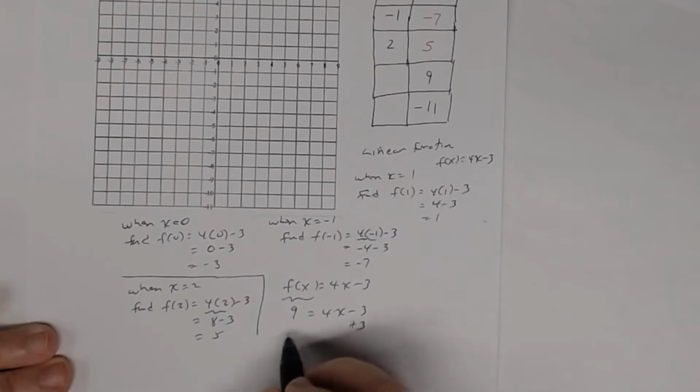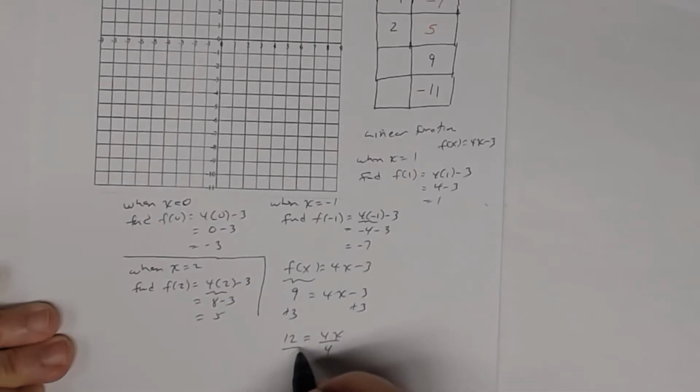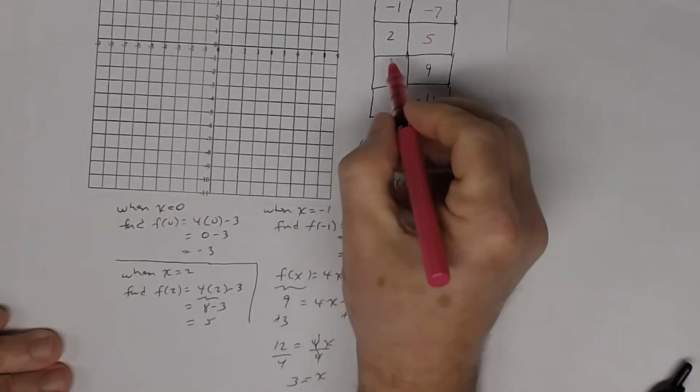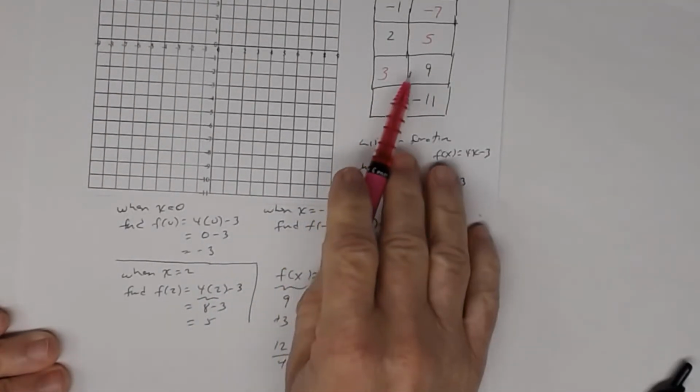So you're going to add 3 to both sides. So I get 9 plus 3 is 12. 12 equals 4x. And dividing both sides by 4, I have x. So x is 3. It's not a very difficult process. So when x is 3, my y value is 9.